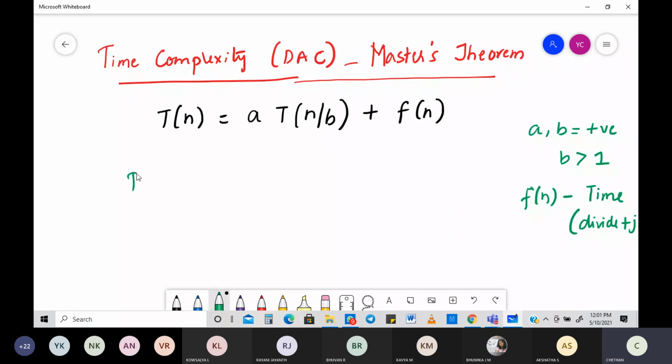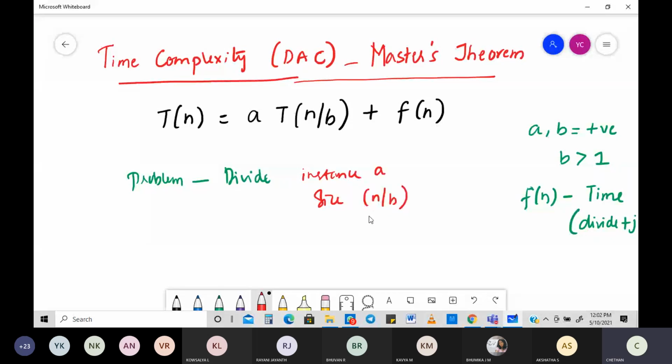If there is a problem, you can divide that problem into A instances. What is the meaning of instances? How many times you can divide. Divide into A instances, each of size n by b. You can put it like this.